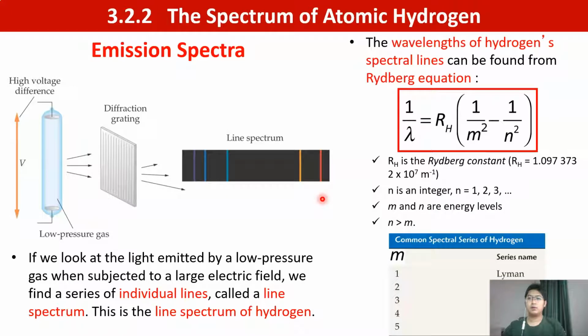The wavelength of hydrogen spectral lines can be found from the Rydberg equation: 1 over lambda, the wavelength, equals the Rydberg constant times (1 over m squared minus 1 over n squared). Here n is an integer equal to 1, 2, 3, and so on. m is also an integer. m and n are energy levels, or the orbits of the electron, and n must always be greater than m.